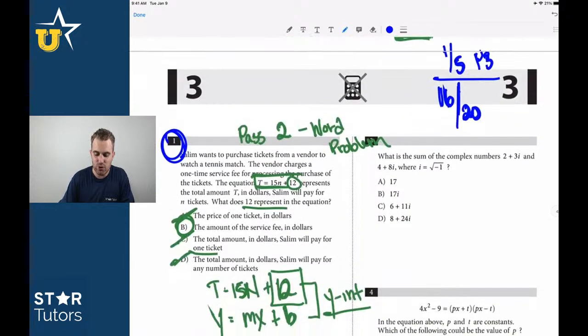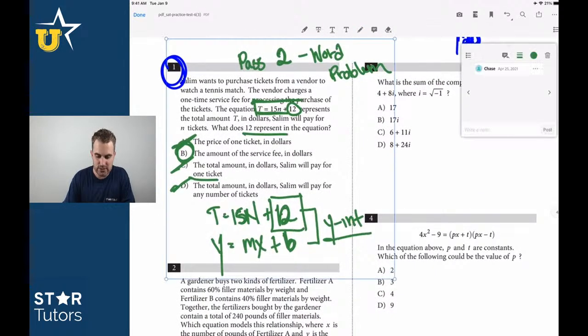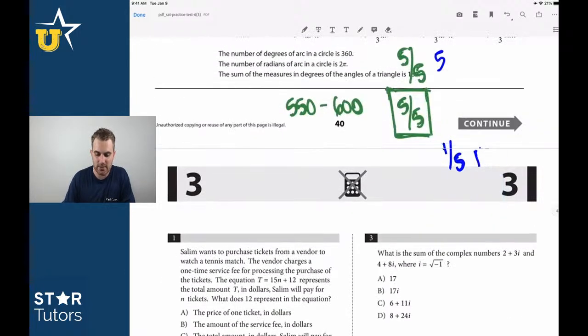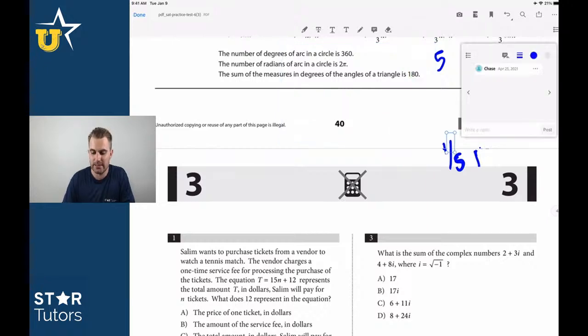And I guarantee if you approach it this way, as you can see right here, the first question is a long word problem. Think about that in the capacity of where you're going to be taking the real test.